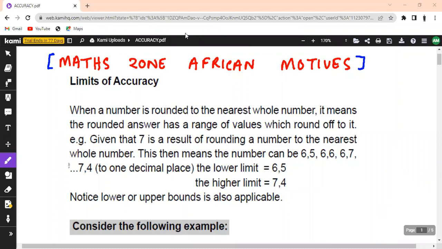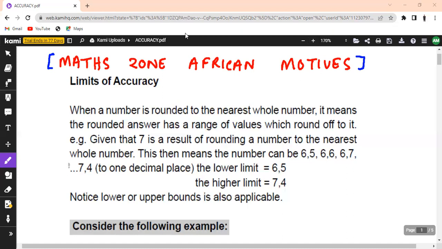Still working on all level maths revisions. We are just going to focus on this part, that is on the limits of accuracy. There are basic things that you are supposed to understand on limits of accuracy, like how do you round off your values and so forth. This is one of the easiest parts that we have in maths. All you need is to know how the numbers are being given. That is the most important part.